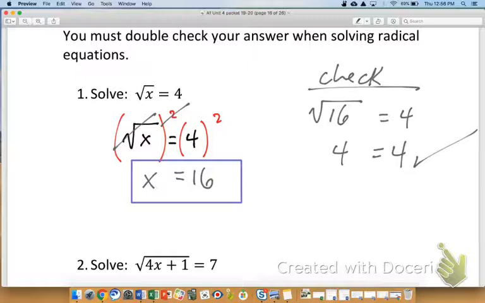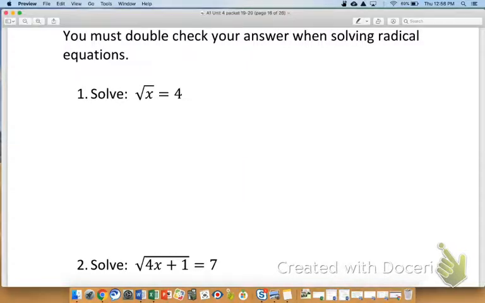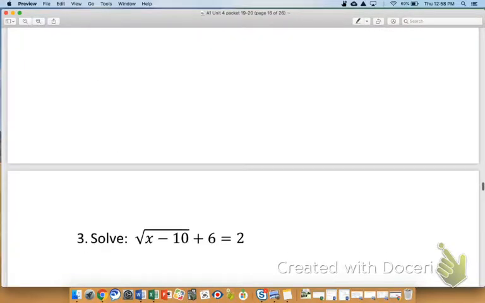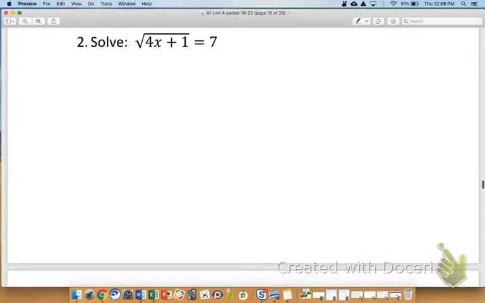All right. You guys ready to try number 2? Yes. Do it. Go. Try number 2, please. And if you do get done, and you're maybe done before I'm ready to start talking again, make sure you check your answer. How do you check your answer?